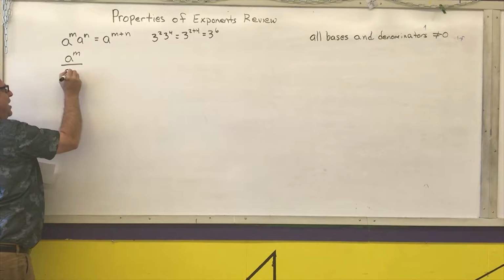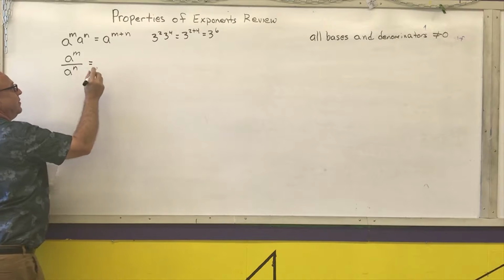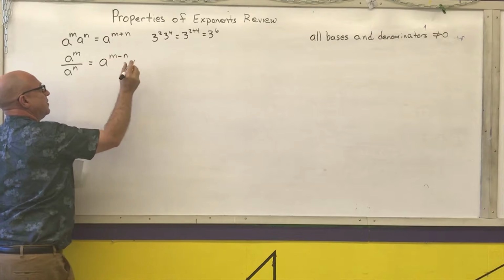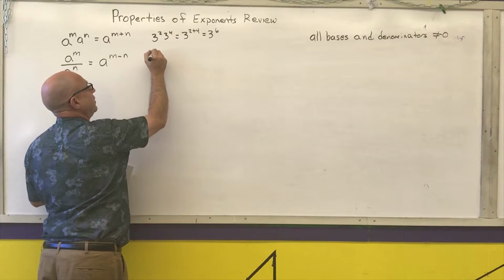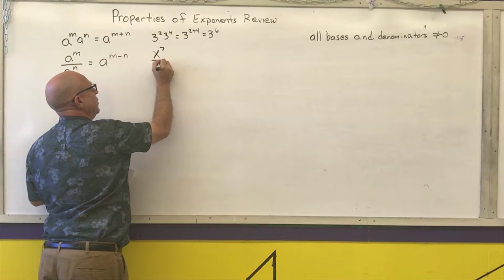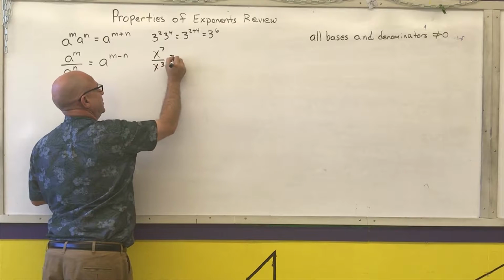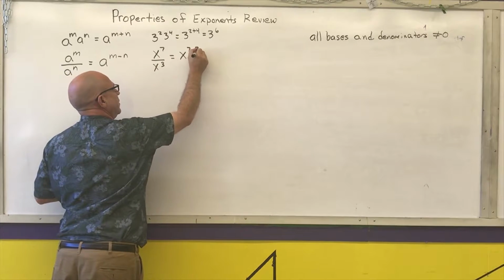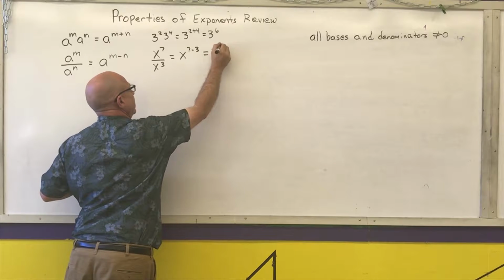We have the quotient property. If I have the same base, I will subtract the exponents. An example here, x to the 7th over x cubed is equal to x to the 7 minus 3, which is x to the 4th.